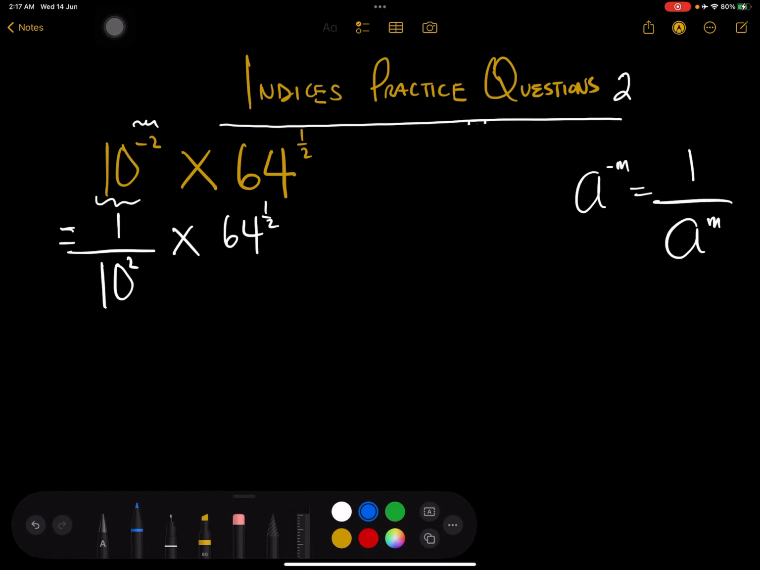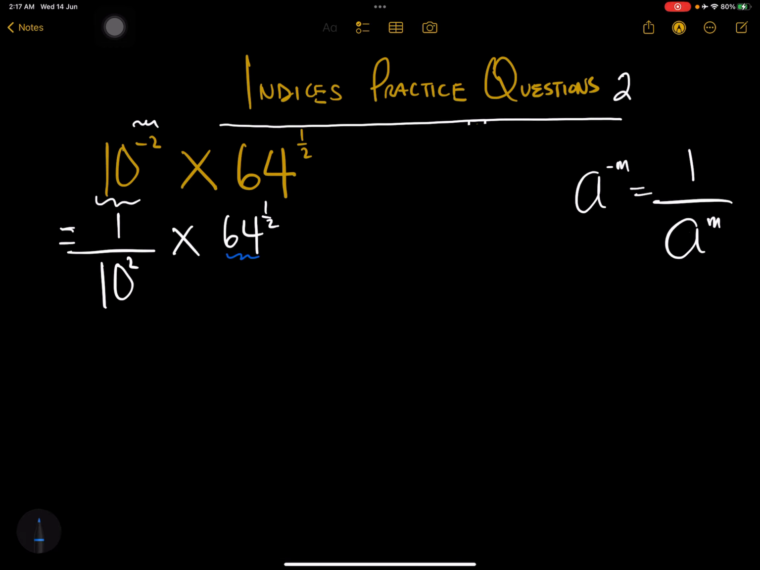Now, this 64 here, we can write that in terms of 2. We know that 2 times 2 gives us 4, times 2 gives us 8, and times 2 gives us 16. We need to multiply 16 by 4 to get 64.